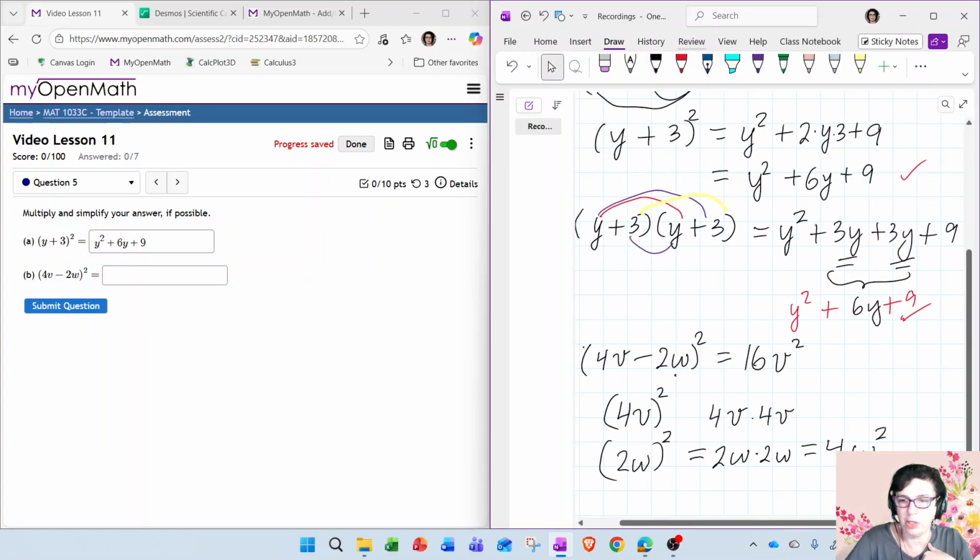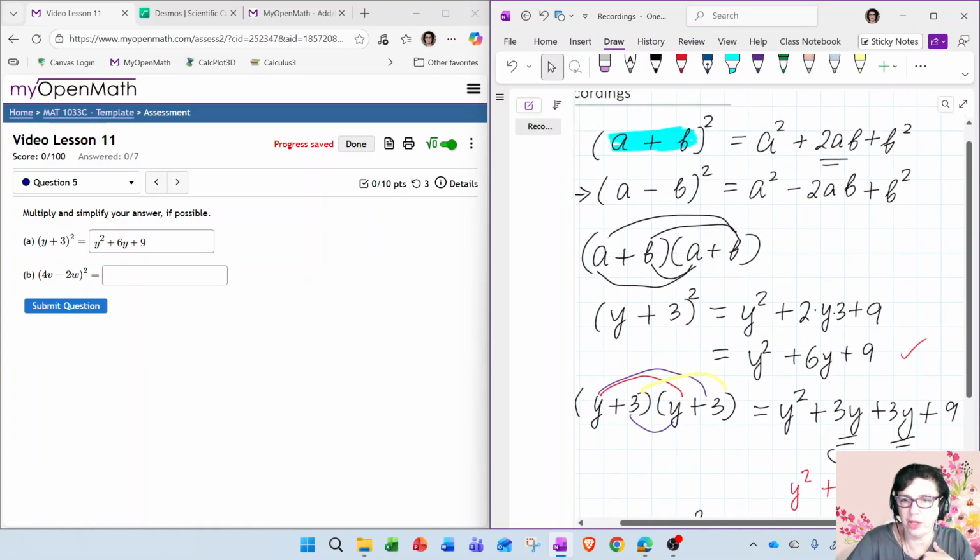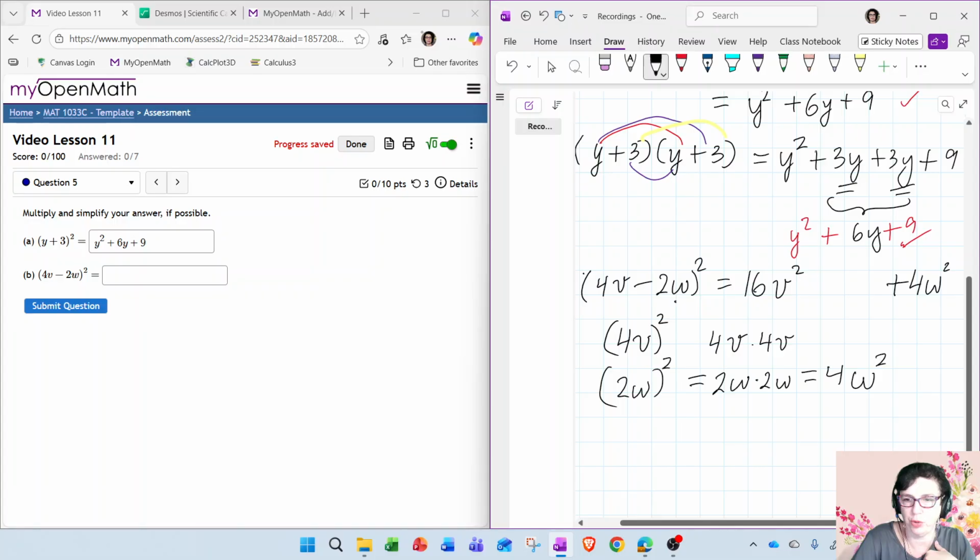This part will be positive, okay? This is not going to be negative, because if you FOIL, you would see that minus times minus is a plus. But this is the pattern. Square the first term, square the last term, and then the middle term is going to be negative 2 multiplied by the product of those terms.